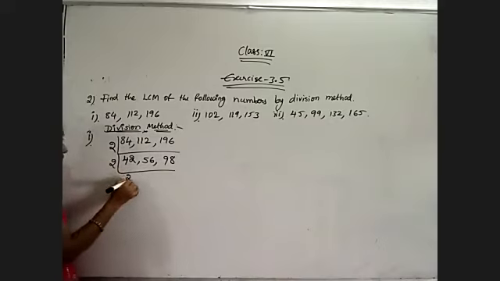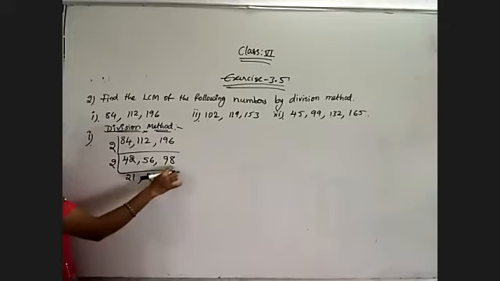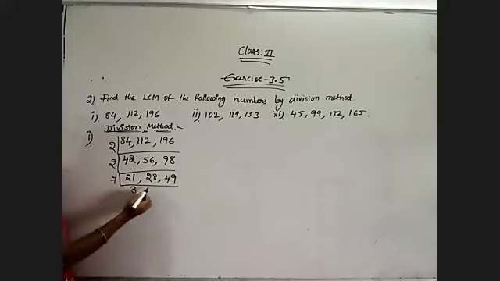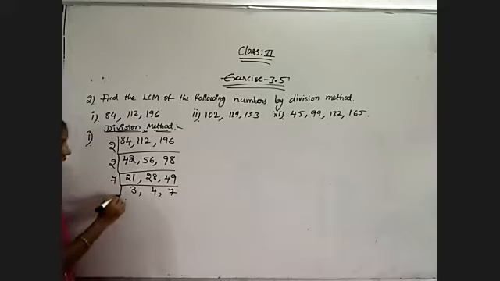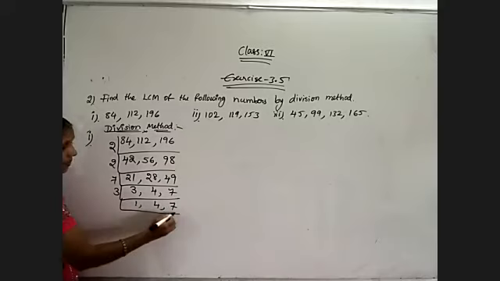2 2s are 4, 2 1s are 2, 2 2s are 4, 16, 2 8s are 16, 2 4s are 8, 1 is there 18, so 2 9s are 18. Now all these 3 numbers cancel in which table? Just observe 7 table. 7 3s are 21, 7 4s are 28, 7 7s are 49. Now 3 is a prime number, so it will not cancel in any table. And 7 also is a prime number, so this one also will not cancel in any table.